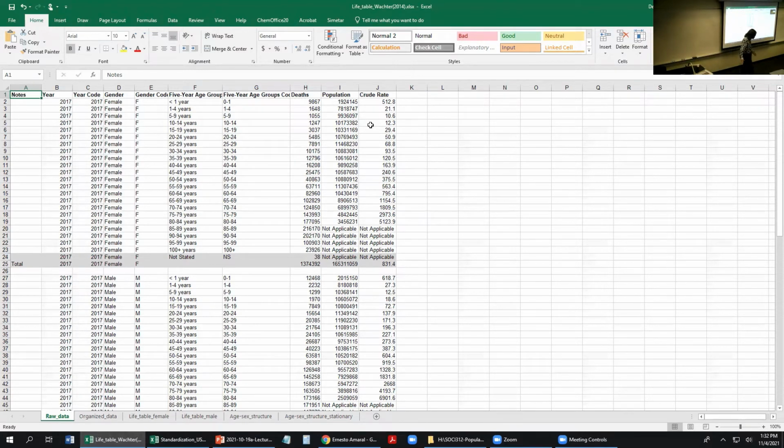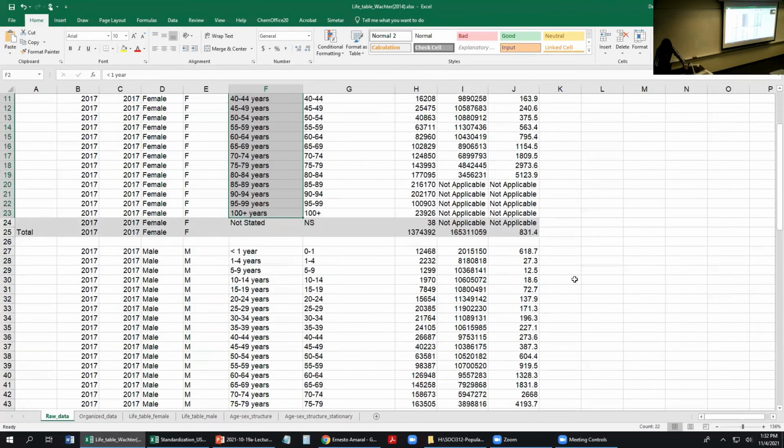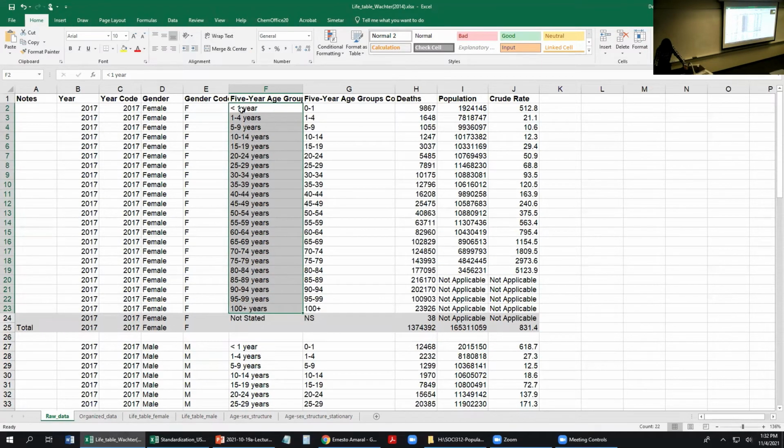And what do we need to generate a life table and do all those calculations? We need the population by age group. We have here the age groups and the number of people in each one of those age groups, right? 0 to 1 until 100 plus population here, and the number of deaths in each one of these age groups. And we have it for women and for men.